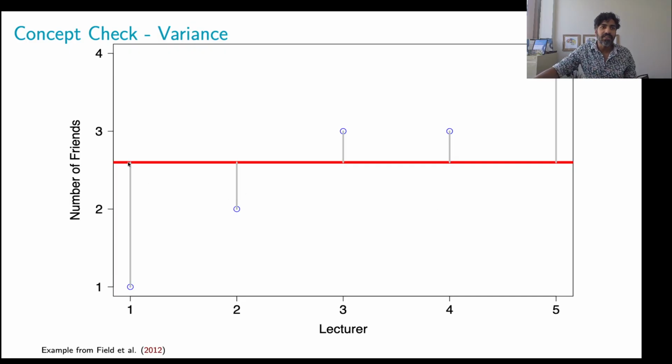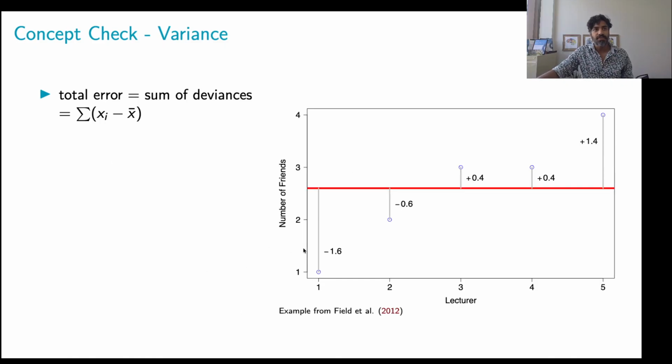So here is our line of best fit. This was our example where we had lecturers and we said how many friends each lecturer has. The first one has 1, second one has 2, third one has 3, fourth one has 3, fifth one has 4. And the line of best fit is the average line that's fitted here. In this case, we're just fitting the average, and we're seeing what the difference is between that average predicted value and each of the dots that we see here. You can see that it's pretty close for some of these values, but a bit further away for other values, right?